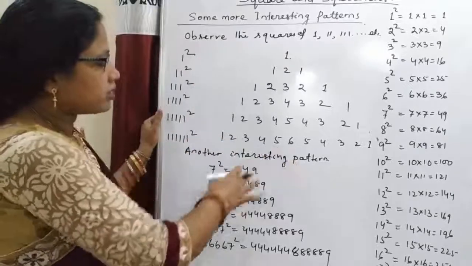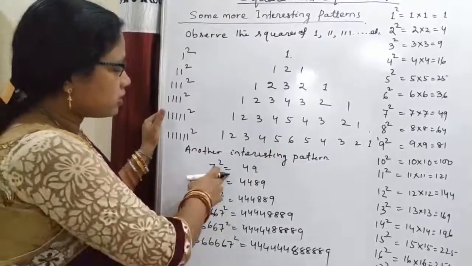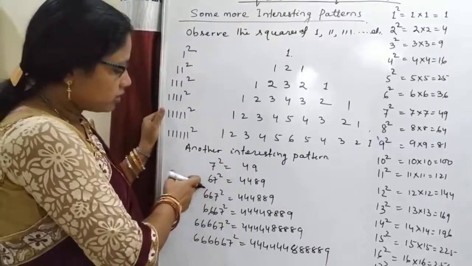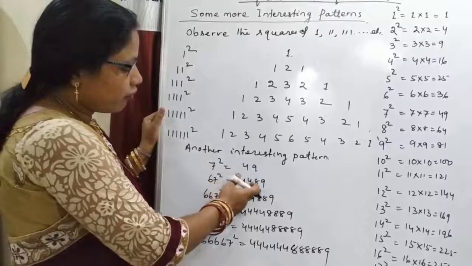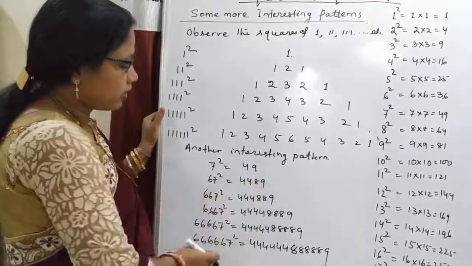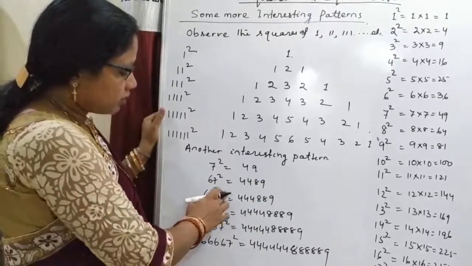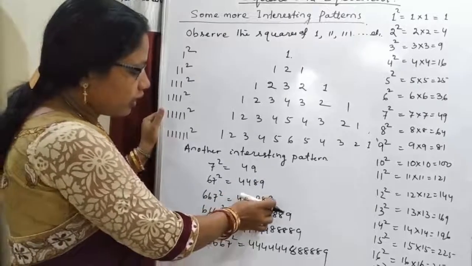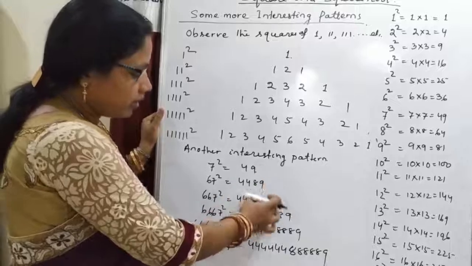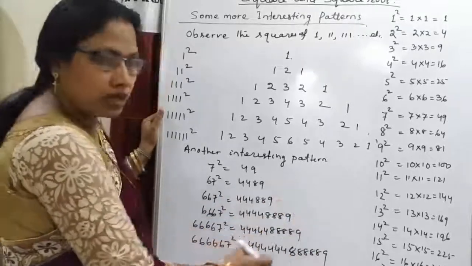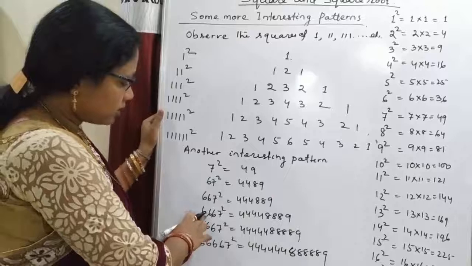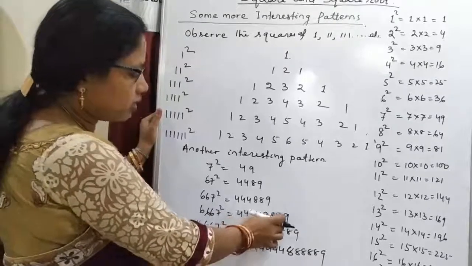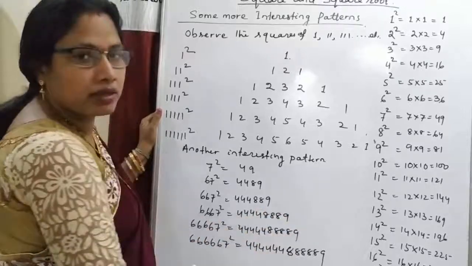So another interesting pattern is like this, 7 square is equal to 49, 67 square is 4489. So here 6 is added, then 4, 4, 8, 9. So 2 4s are there, then 8, 9. 667 square, 3 4s are there, then 1 8 is added, 2 8s are there, then 9. In all the numbers 9 is in the unit place. So like this 6667 square, 3 6s are there. So here 4 4s are there, 6 8s are there, and 9 in the unit place.